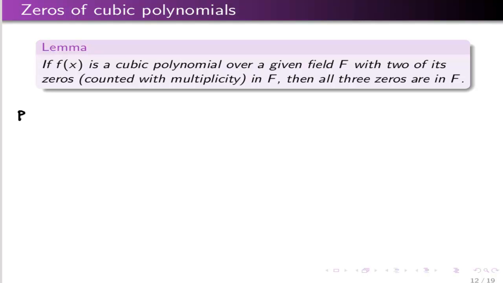Proof. Okay, we could do a couple proofs. Let me outline it. So the first proof would assume that f of x factors in some extension field of capital F. So if we know that fact, then I can just use the result that says the sum of the zeros of the polynomial is minus the coefficient of the x squared term, and that coefficient belongs to capital F. So that's one way we could approach.